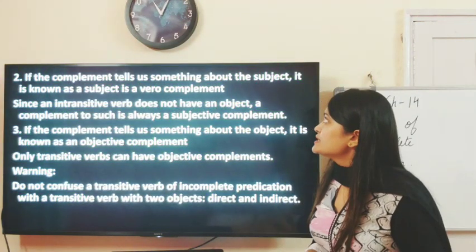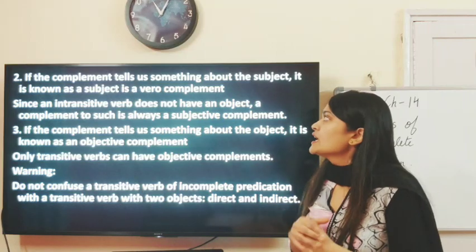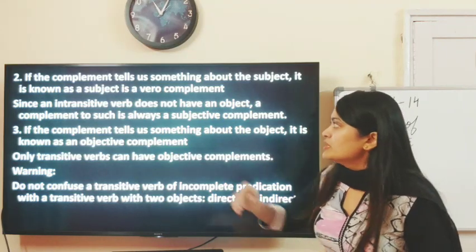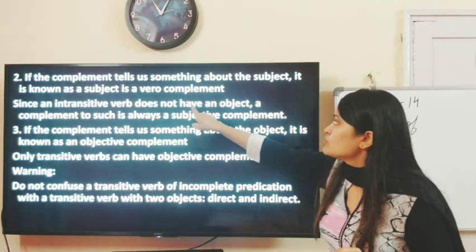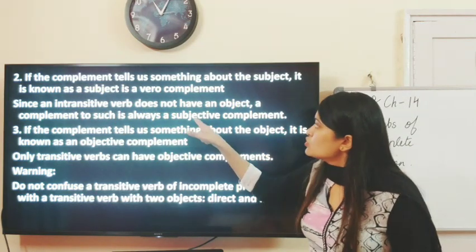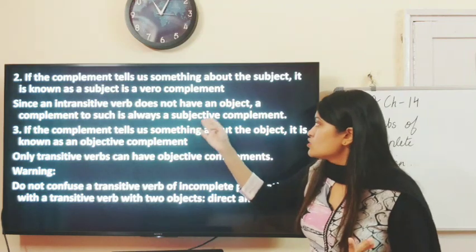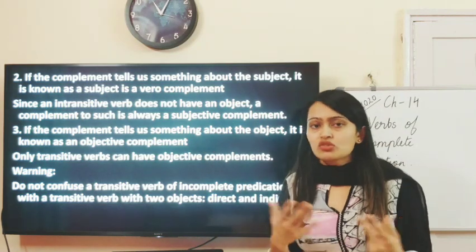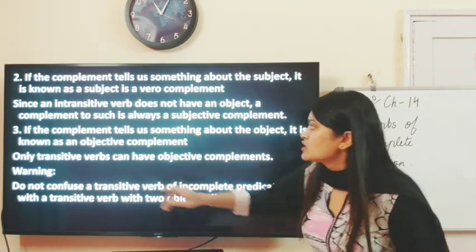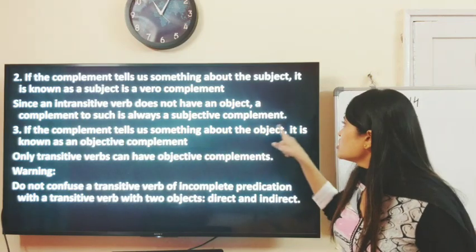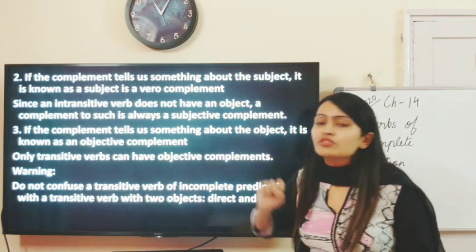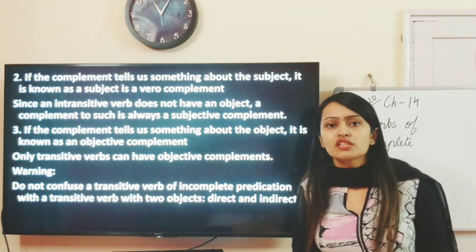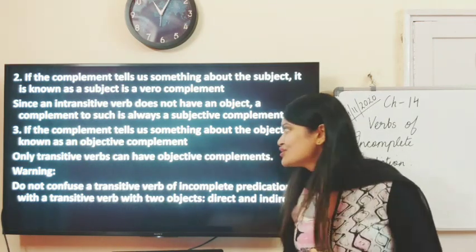If the complement tells us something about the subject, it is known as a subjective complement. And where are the subjective complements found? Since an intransitive verb does not have an object, it is always having a subjective complement. If the complement tells us something about the object, it is known as an objective complement. Only transitive verbs have objective complements because intransitive verbs don't have an object.